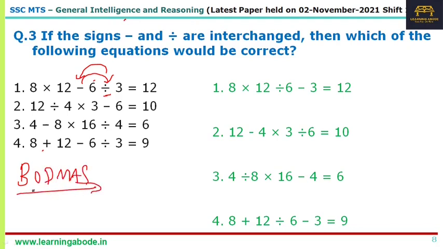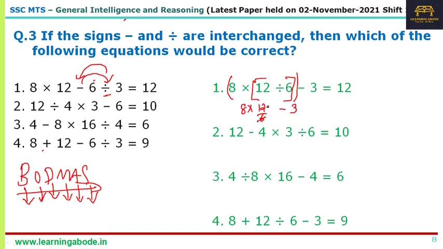So we know what is BODMAS. When you are doing a mathematical operation, in the priority of operations, bracket comes first, then of, then division, then multiplication, then addition, and then subtraction finally, right? So here division comes first, so you have to solve this first. When you are writing it, you can write it as 8 into 12 by 6, okay, minus 3.